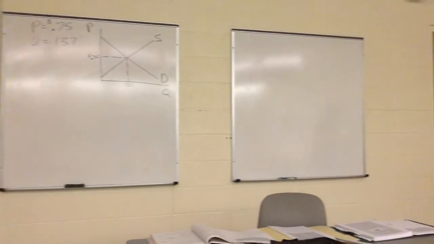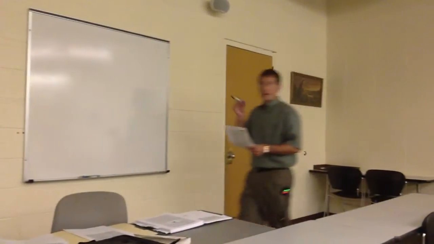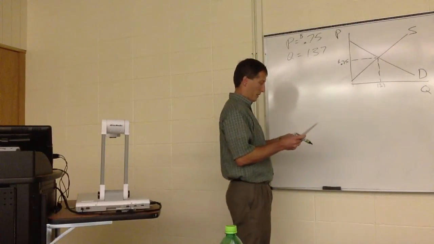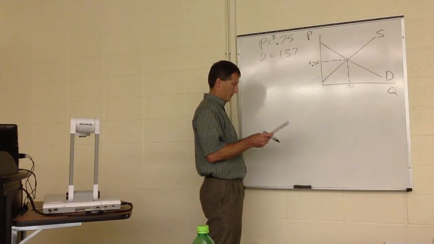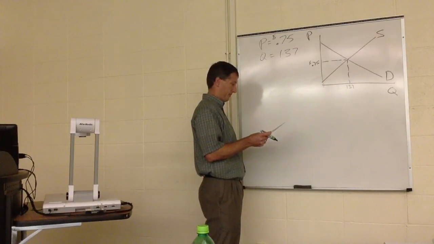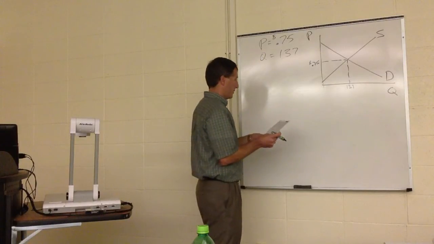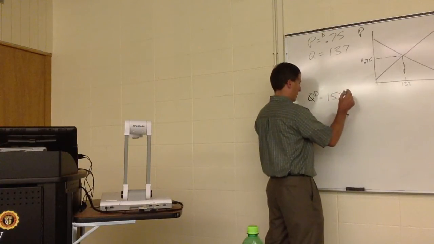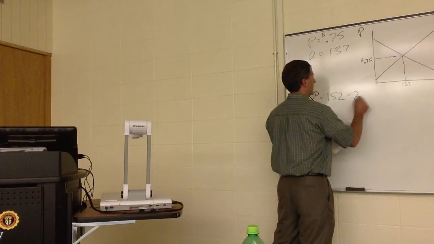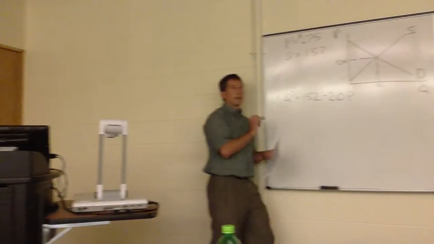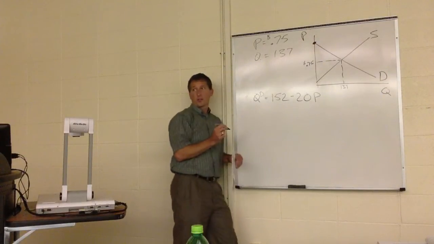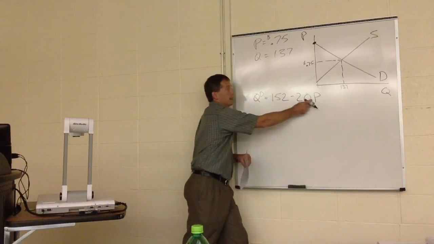Oh, so those are the 152. You're on the right track, but not quite there. So if you do 152, the quantity demanded is 152 minus 20p. That's our demand function, but that's not the functional form here. So the choke price is from the inverse demand curve. That's where you need to solve for P.